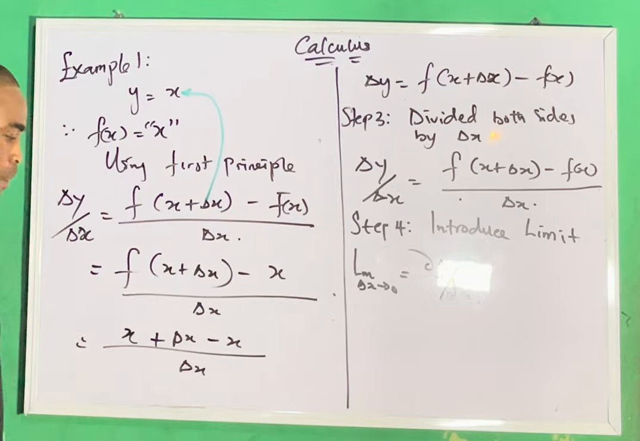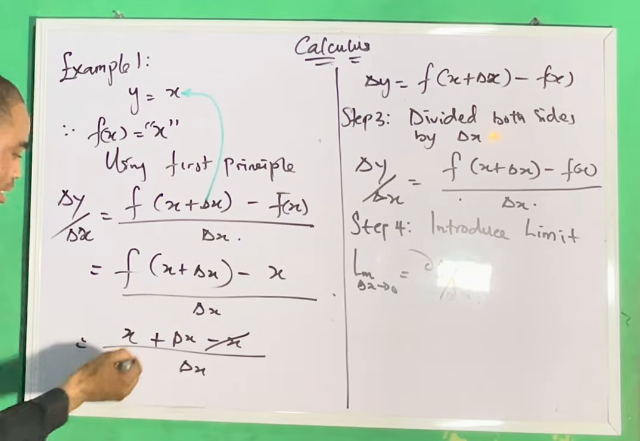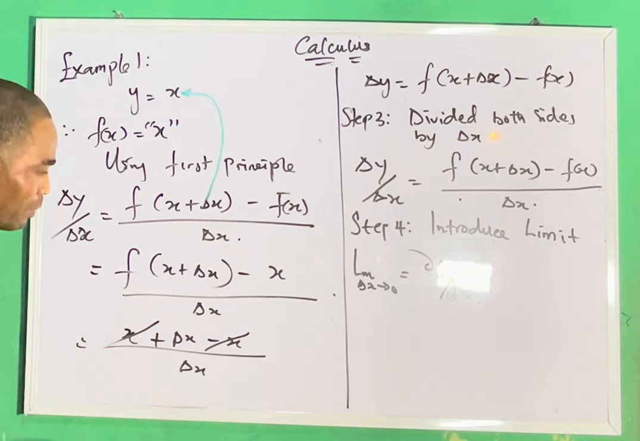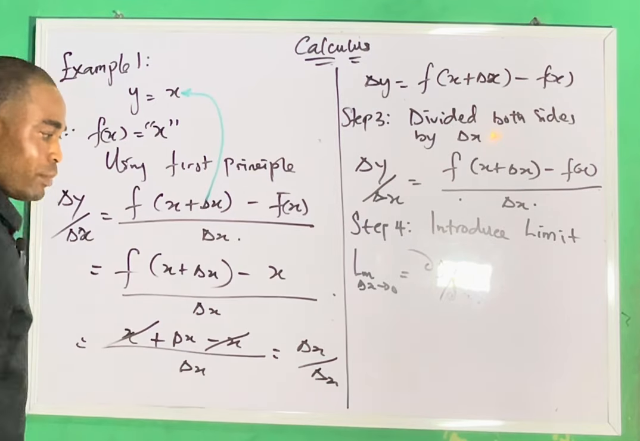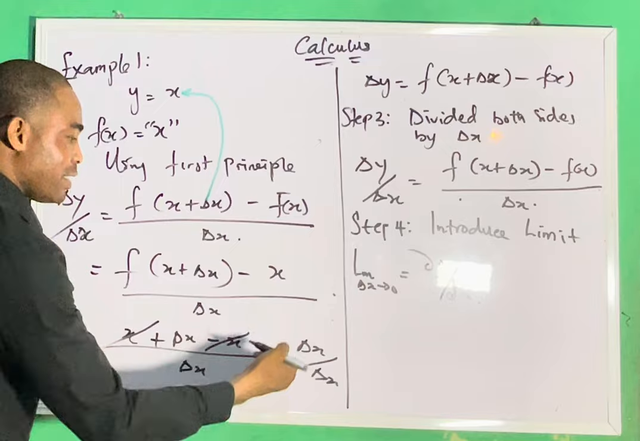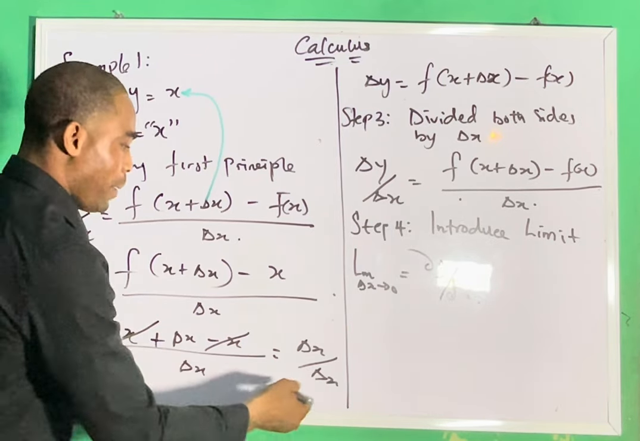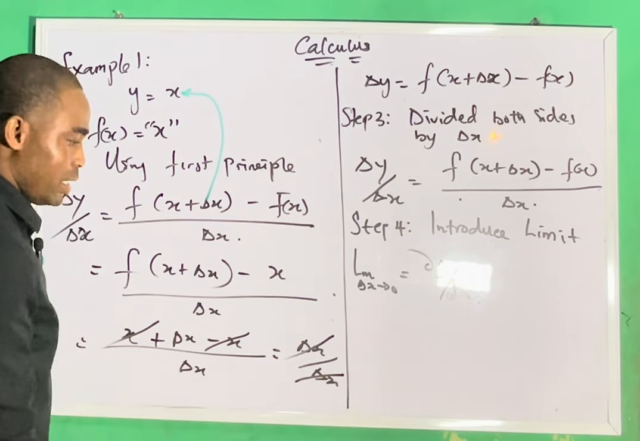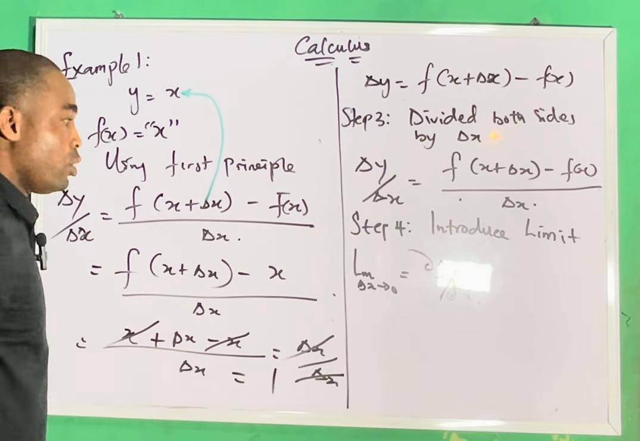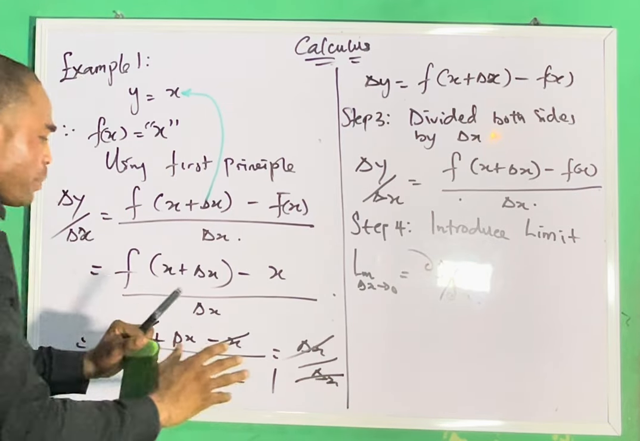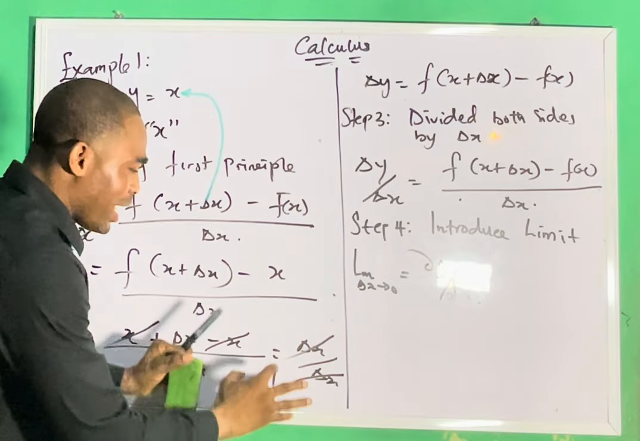I'll have this. Then this negative x can cancel this positive x. That means I'll be left with change in x over change in x. So if I have change in x over change in x, I can still go further and simplify by dividing change in x by change in x. That means my final answer here is 1. So once I've done with simplification, there's nothing I want to simplify in 1 again.